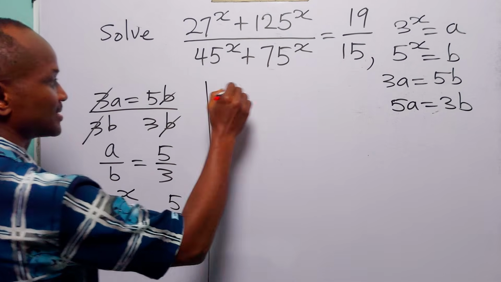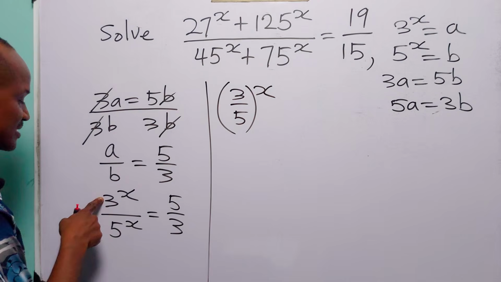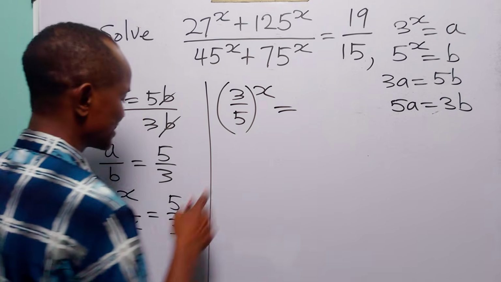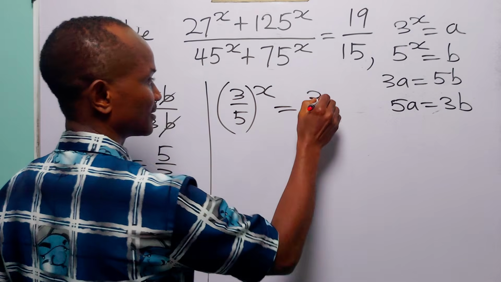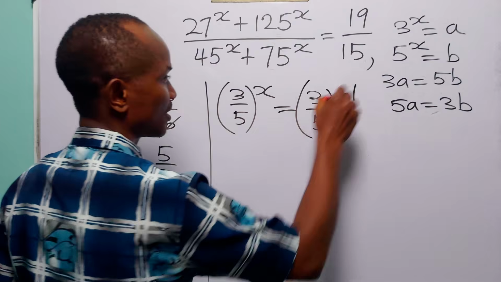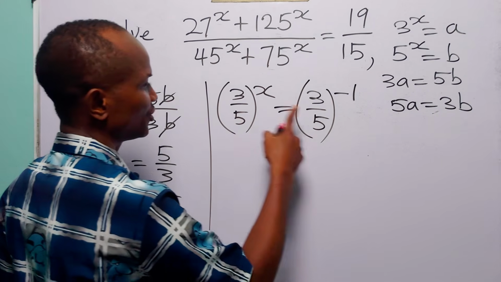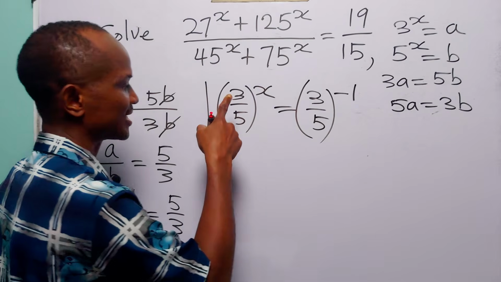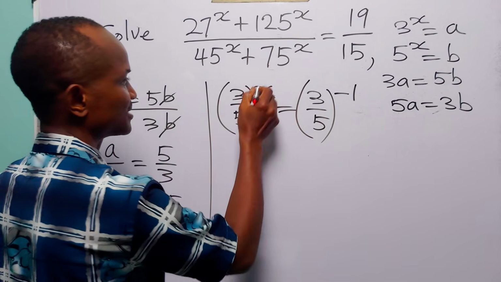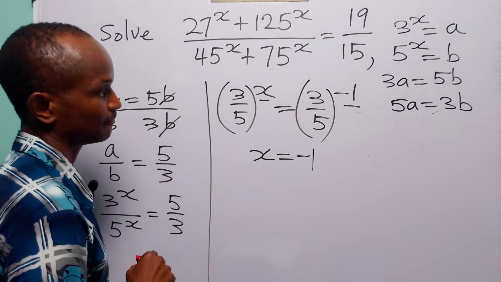Now, we can write this as 3 over 5 to the power x, since both of these numbers have the same power. And of course, we can write this as 3 over 5 to the power minus 1, since we did an inversion. Now, when you compare both sides of this equation, you can see that we now have the same base on both sides of the equation. That means that x must be equal to minus 1.